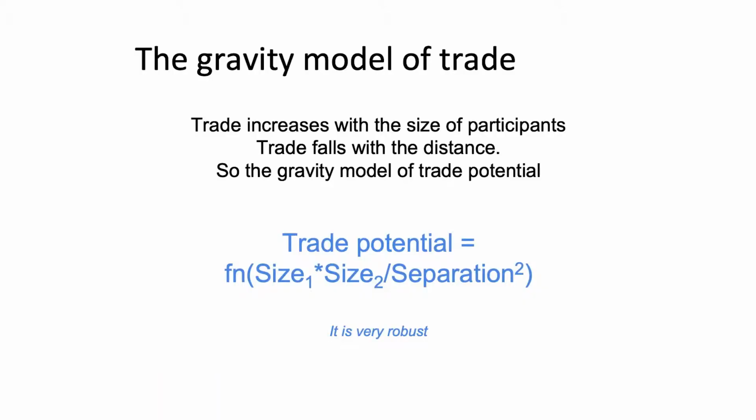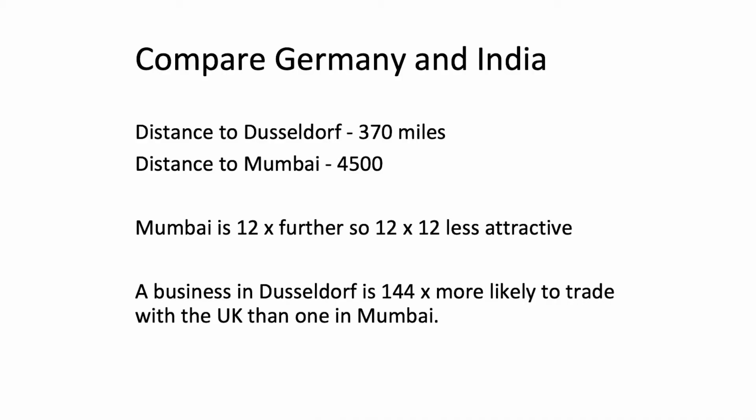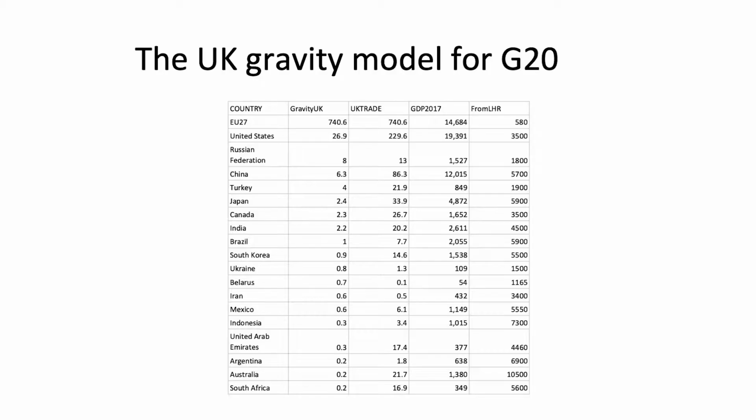So I'm going to talk about the gravity model of trade in particular. Trade increases with the size of the companies and countries involved, and it falls with distance. It falls with distance according to an inverse square law. Basically, if Mumbai is 12 times further away than Dusseldorf, then 12 times 12, 144 times less attractive, pound for pound, given the activity in the city.